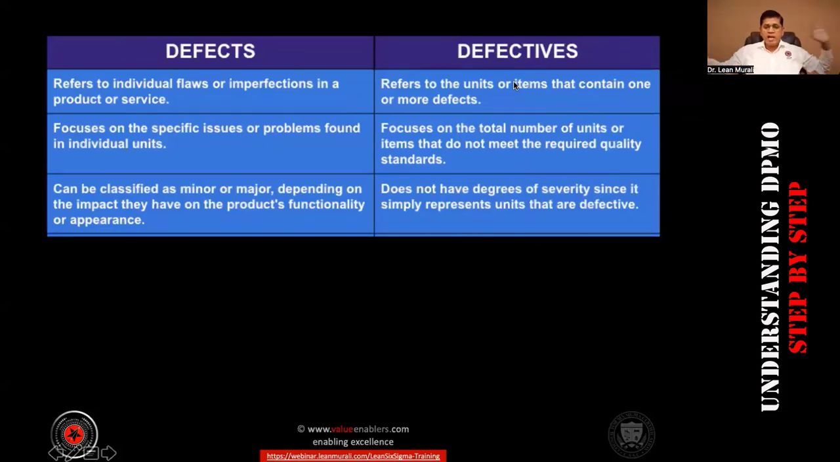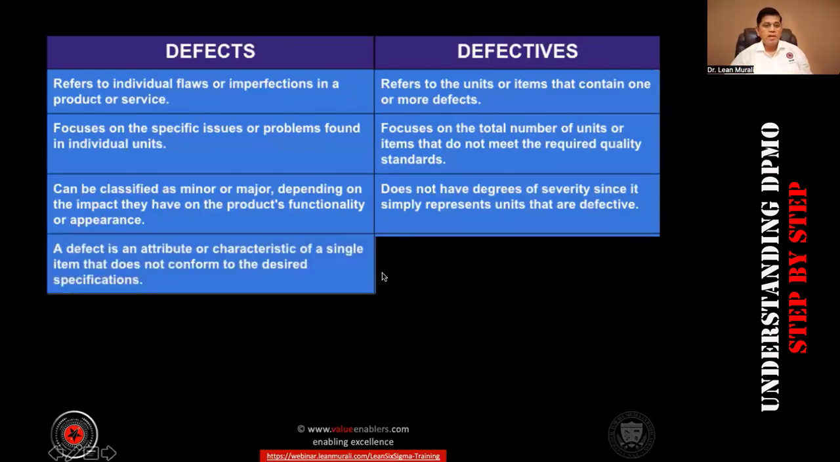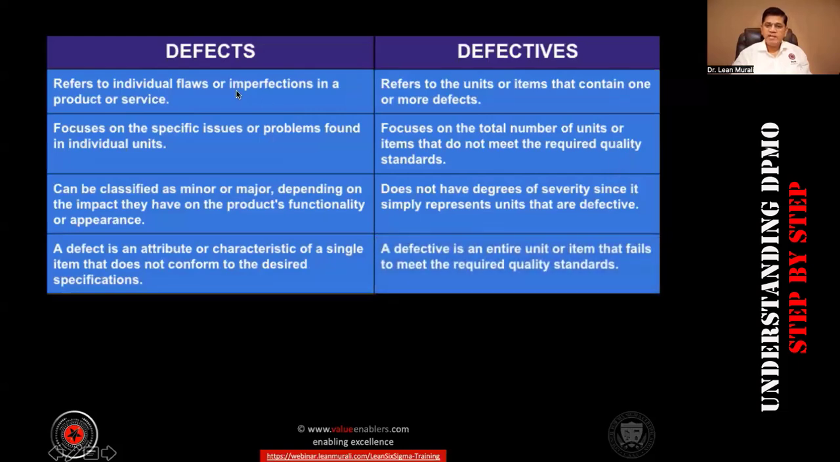If this is super clear, type SC, super clear in the chat box, because with defects, you can have minor defect, major defect. In one car, there might be a small scratch and that can be a glass crack. Glass crack may be a major defect, whereas a small, minute hairline crack is minor. A defect is an attribute or a characteristic of a single item that does not conform to the desired specification, whereas defective is an entire unit or item that fails to meet the quality standards. If this is clear, type CC, crystal clear in the chat box.